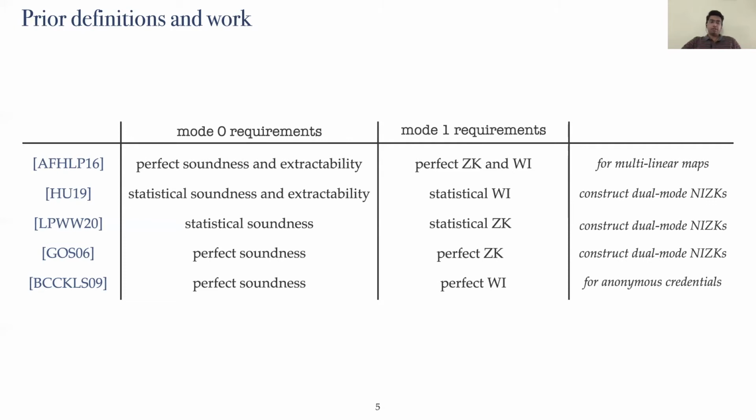The Groth-Ostrowski-Sahai paper we saw earlier has a perfect soundness requirement for mode 0 and a perfect zero knowledge requirement for mode 1. The work of Bellare et al. is used for constructing anonymous credentials. It requires perfect soundness in mode 0 and perfect witness indistinguishability in mode 1.